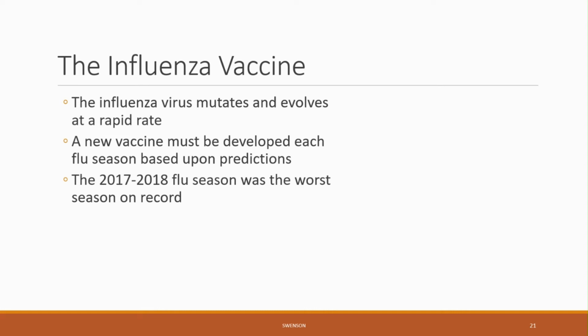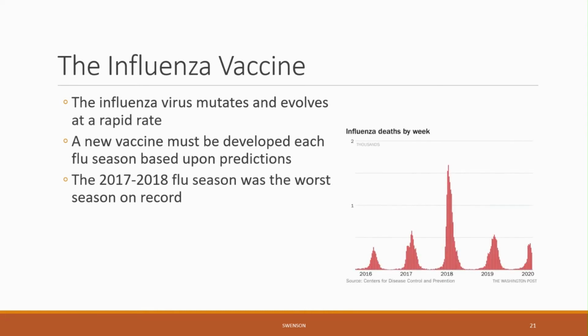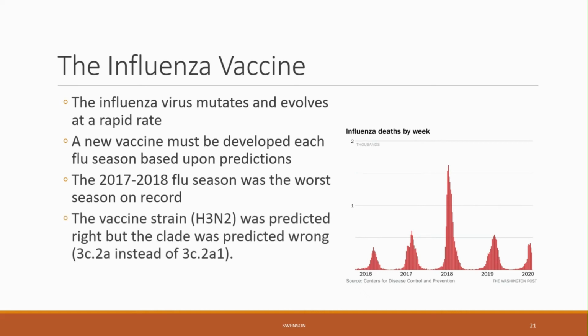Since scientists called epidemiologists cannot always get this perfect, we can sometimes have bad flu seasons. The 2017 to 2018 flu season was the worst season on record. The vaccine strain H3N2 was predicted right, but the clade, so the minor variation, was predicted wrong. And over 90% of H3N2 flu was not protected against.